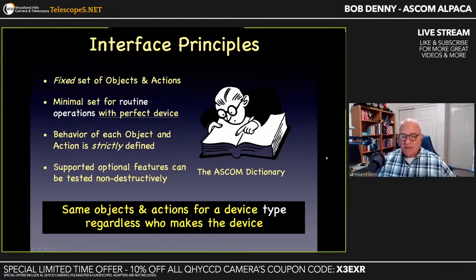So that ASCOM dictionary changes only under great review and acceptance. And it is backward compatible. The telescope commands that were there in 2000 are still there, and they still behave the same. So you're not going to get the rug pulled out from under you by a new ASCOM platform. And that's probably the number one goal of the group.